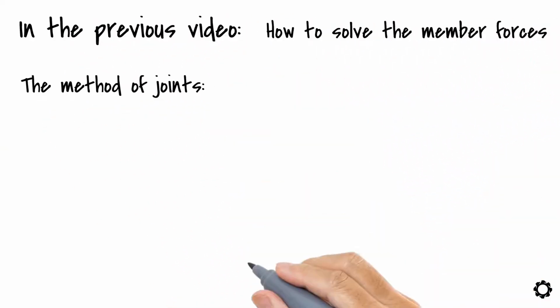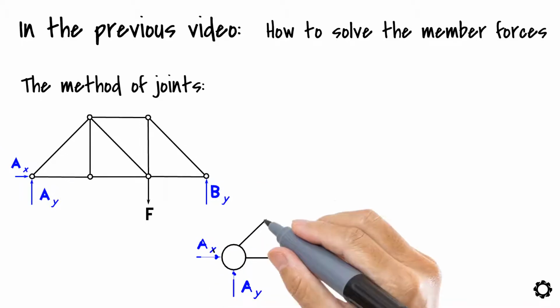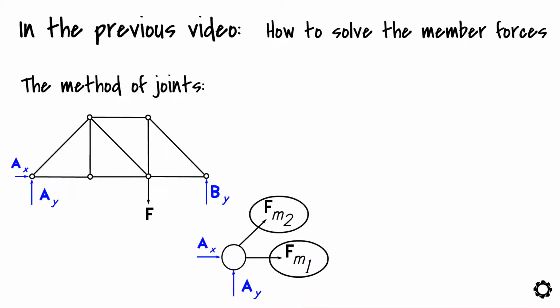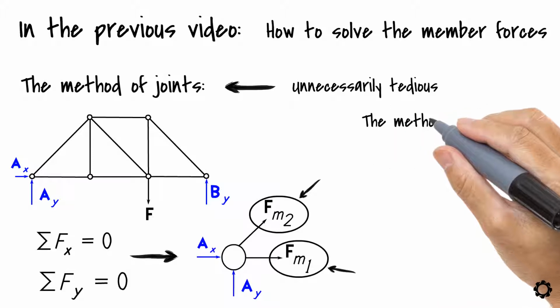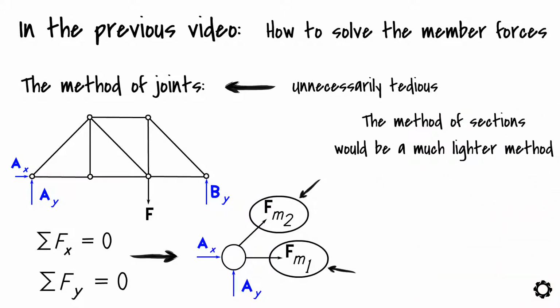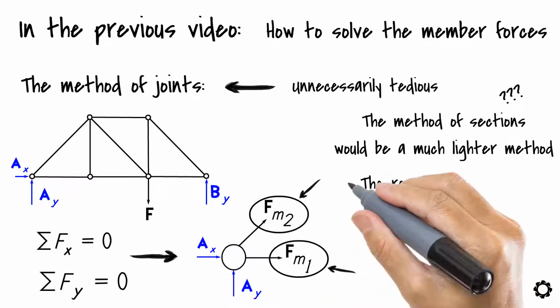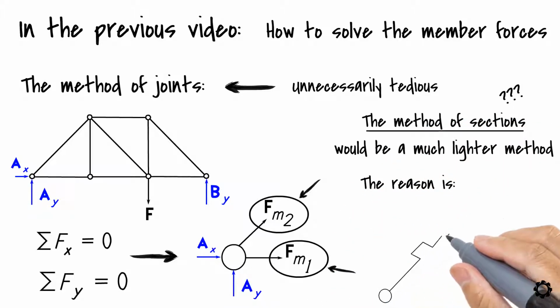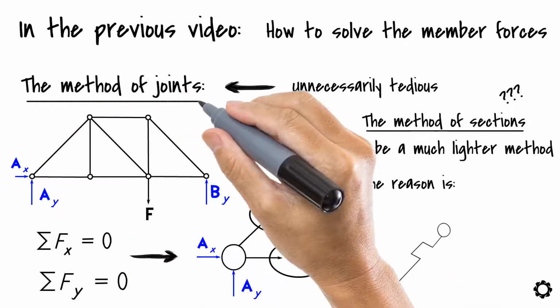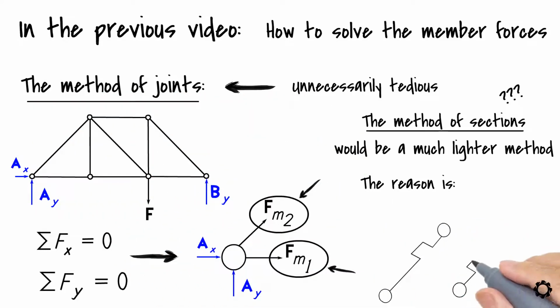the method of joints, in which we draw the free body diagram of joints and solve the forces by using equilibrium equations in order to find the member forces. In some cases, this method is however unnecessarily tedious, whereas the method of sections would be a much lighter method to use. Why is that? Well, the reason is that by using this method of sections, it's possible to determine the wanted member forces more directly than in the method of joints, where we must investigate multiple joints before we can obtain our solution.